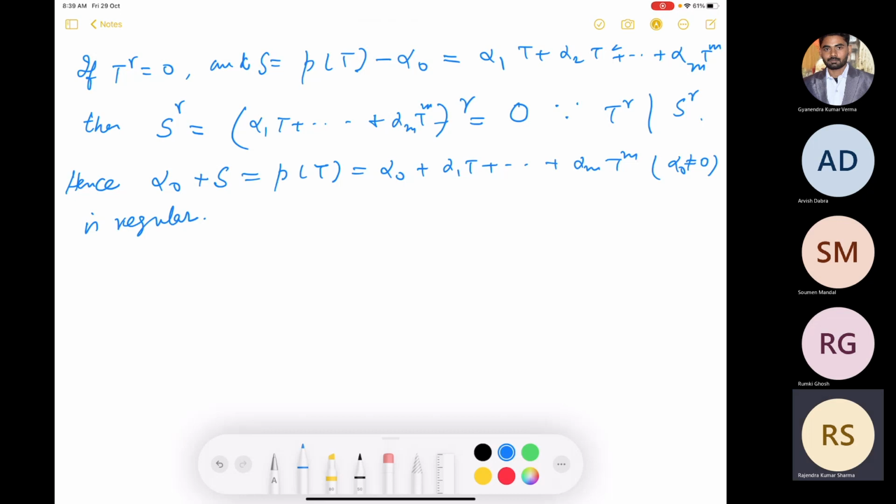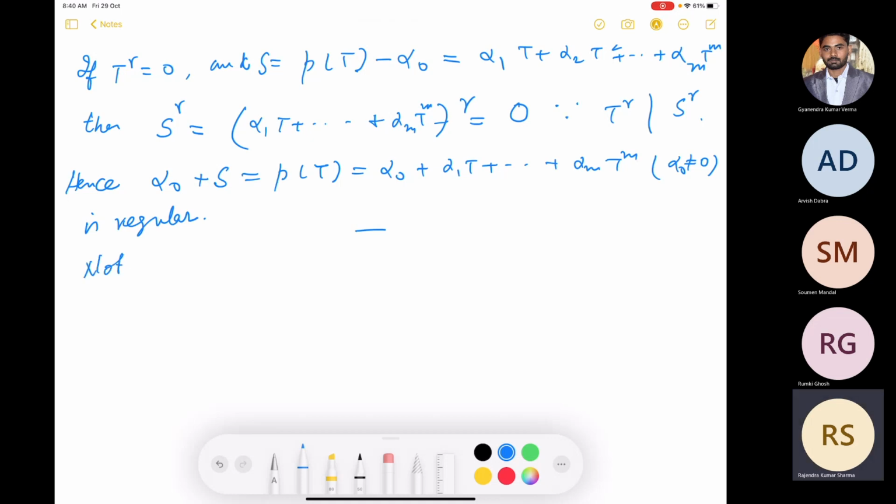So we have proved this result earlier, that if T is a linear transformation on a finite dimensional vector space, then T is invertible or regular if and only if the constant term of the minimal polynomial of T is not 0. So we shall use this observation. Now let us have some notation.